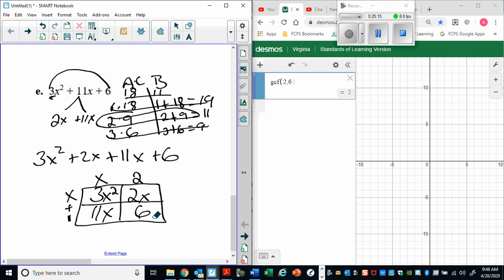Now, can I take out an x? Nope. Is that going to be a positive or negative 2? Well, that's a positive 2, so that's going to be positive. That's a positive 11, so that's going to be positive. So you guys have done it. Your answer is x plus 2, and then x plus 1.